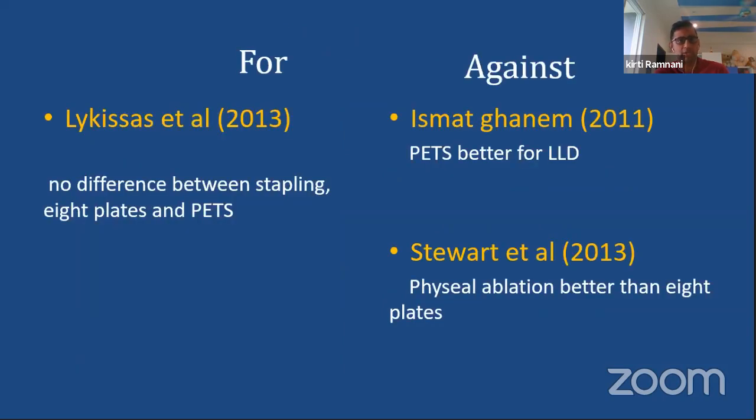Initially, in 2013, there were articles in favor of tension band plating to be used for limb length discrepancy. And Likisas found that there was no difference between staple, 8 plates, and transphysial screws. But there were again articles which said that transphysial screws were better than tension band plating, and tension band plating was not that effective. Stewart showed that physeal ablation gave better results, and 8 plates were not that effective and not predictable. But the problem with all these articles was that the number of patients included in the study was too small to draw an inference.